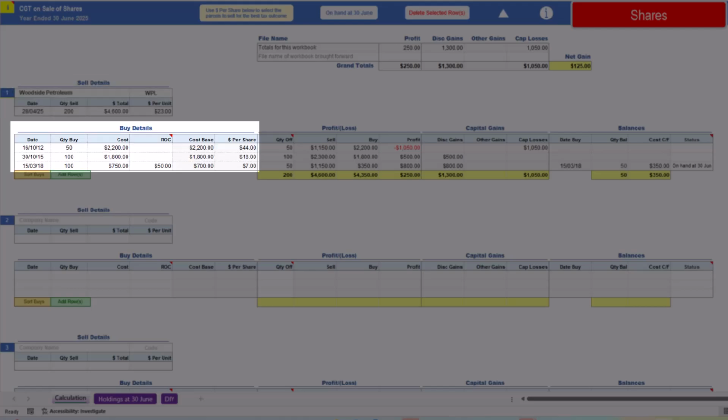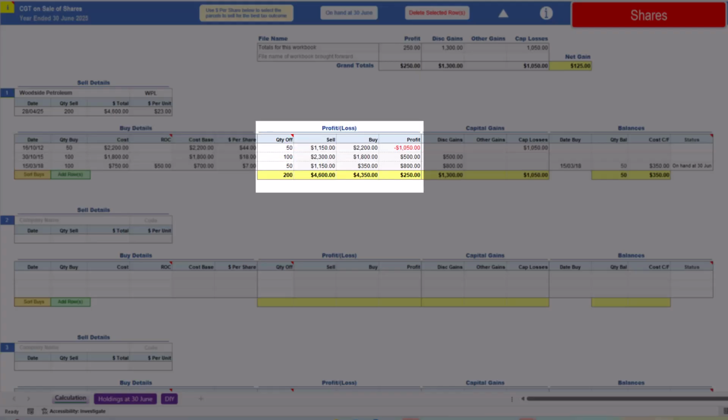Then below that you enter buying details, including any returns of capital, for all shares held in that company at the date of sale. Alongside is the profit and loss section, showing the profit or loss for each parcel of shares for accounting purposes. It's in this section where you enter the quantity of shares sold. There's an unprotected formula in that cell that defaults to the buy quantity for that parcel.